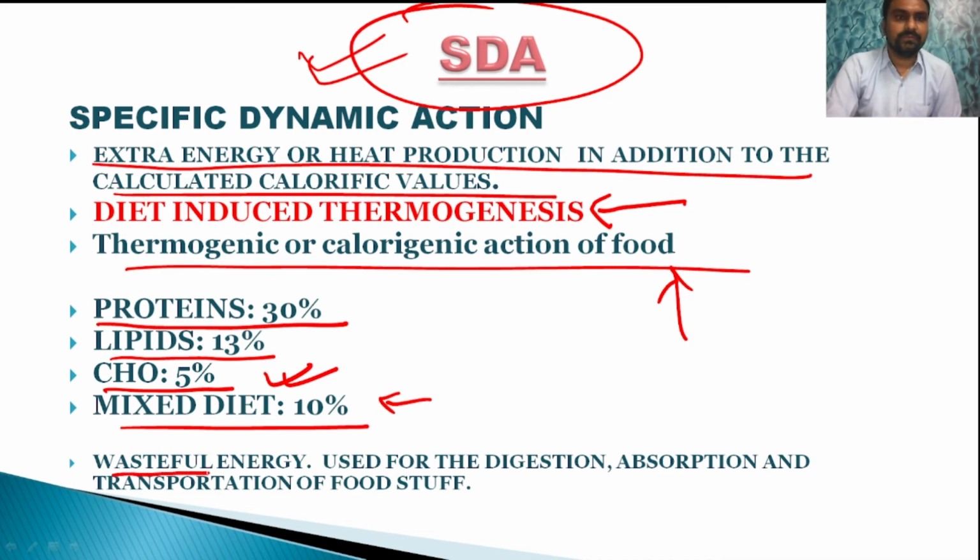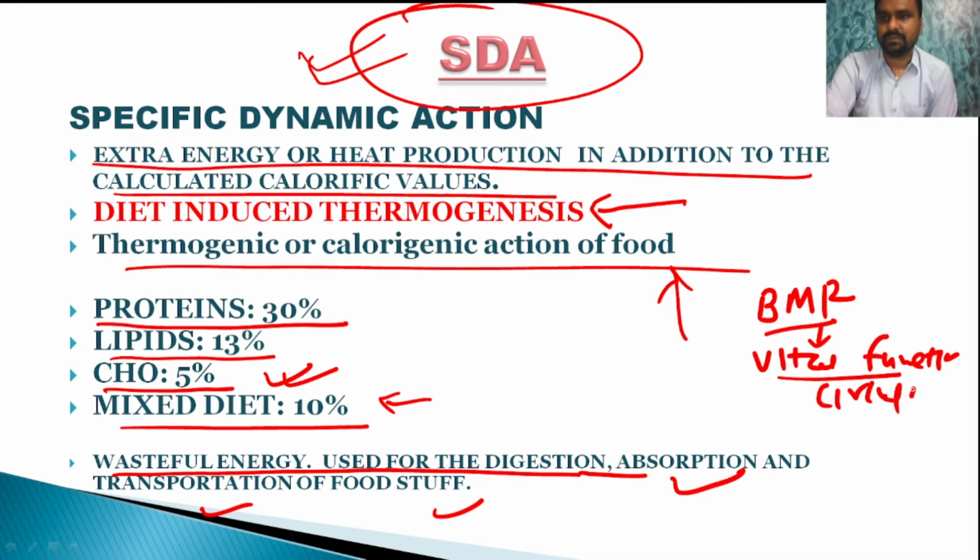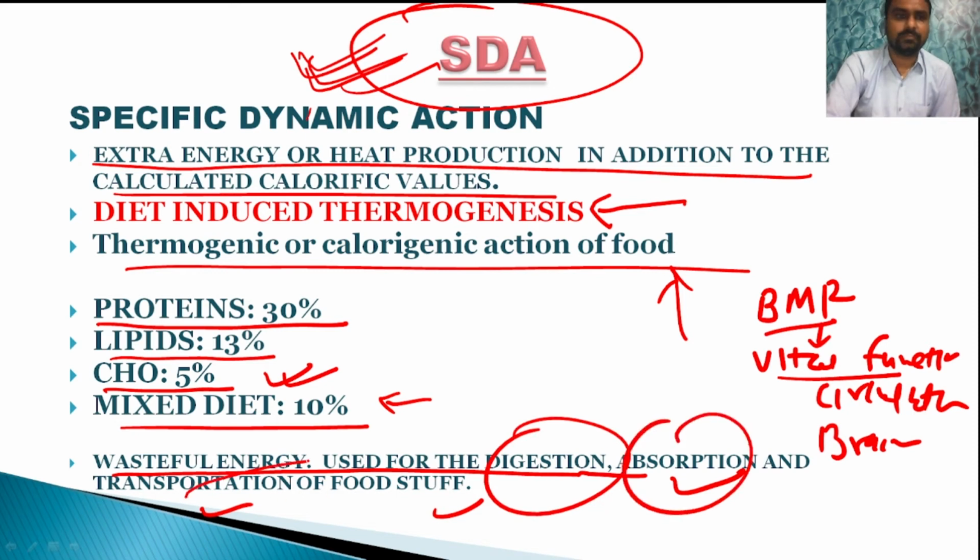So it is a wasteful energy, used for the digestion, absorption, and transportation of foodstuff. We have seen that basal metabolic rate is the energy requirement of an awake individual at physical, emotional, and digestive rest, and that energy is required for vital functions like circulation or brain function. While in specific dynamic action, the energy is required for the digestion, absorption, and transport of foodstuffs.